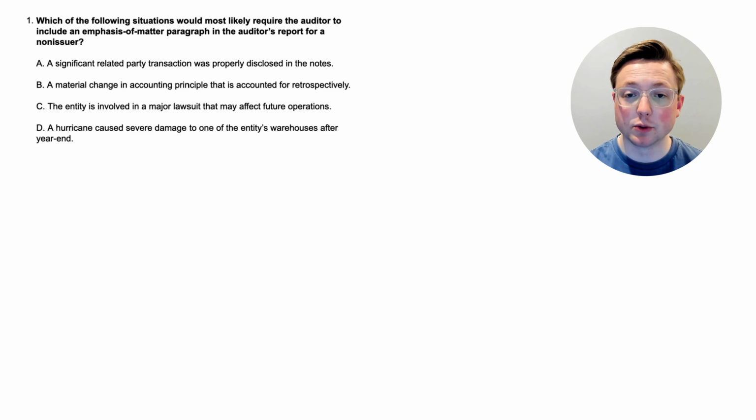Which of the following situations would most likely require the auditor to include an emphasis of matter paragraph in the auditor's report for a non-issuer? Okay, so with that, let's dive into the different options. Option A, a significant related party transaction was properly disclosed in the notes. Option B, a material change in accounting principle that is accounted for retrospectively. Option C, the entity is involved in a major lawsuit that may affect future operations. Or option D, a hurricane caused severe damage to one of the entity's warehouses after year end. So again, which one of these would require the auditor to include an emphasis of matter paragraph for a non-issuer?